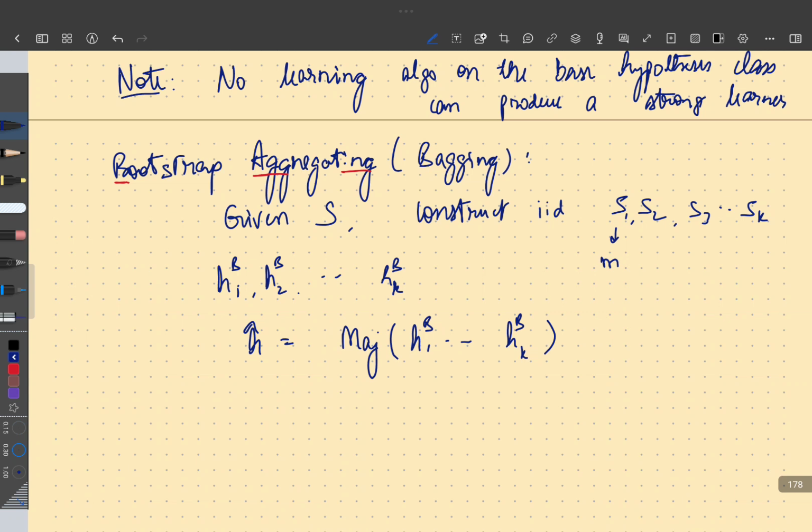So what are the Sis here? Basically you're taking this data set, and from this you are independently creating new data sets from this data set itself. Those are the Sis. So each Si consists of IID samples drawn with replacement from S. You're not getting new samples, you're just reusing the same data set multiple times.